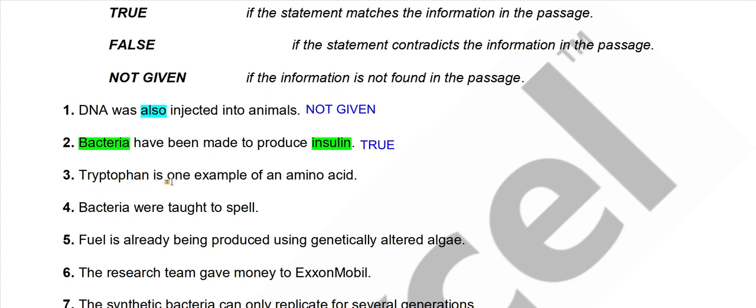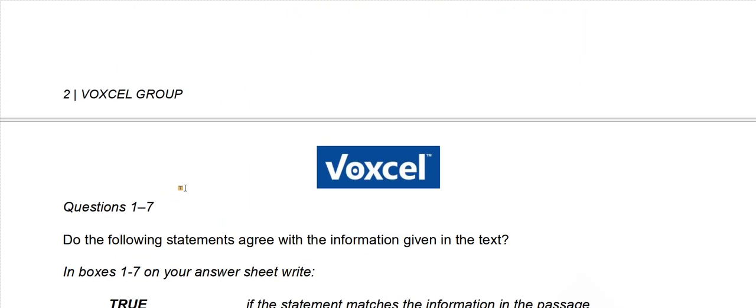Next question, tryptophan is one example of an amino acid. So this is a particular example of an amino acid. What is good about this type of question is that this name cannot be paraphrased, because this is a particular scientific name. It will be written as it is. So until or unless we find this name, we can skim through our text quite quickly.